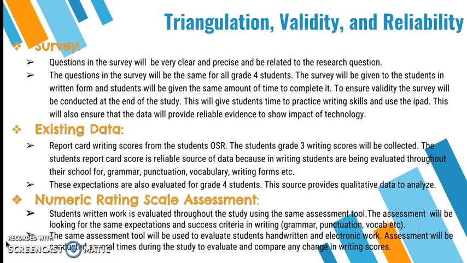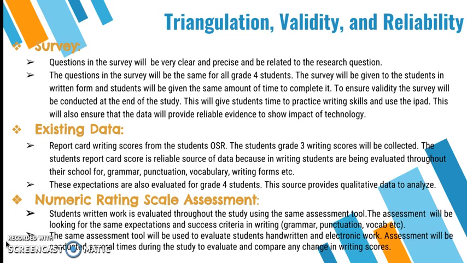Existing data. For existing data, it will be in the form of report cards and report card scores from the student's OSR. The student's grade 3 writing scores will be collected. The student's report card score is a reliable source of data because in writing, students are being evaluated throughout the school for grammar, punctuation, vocabulary, writing forms, and much more. These expectations are also evaluated for grade 4 students. This source provides qualitative data to analyze.